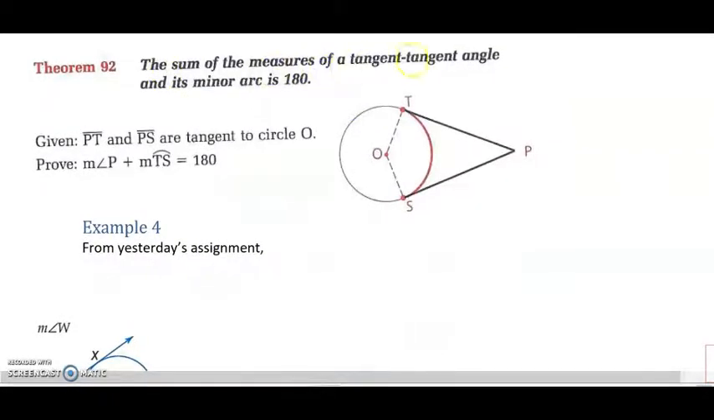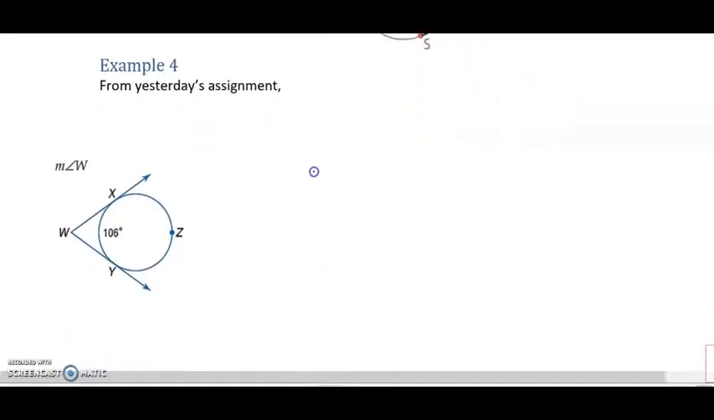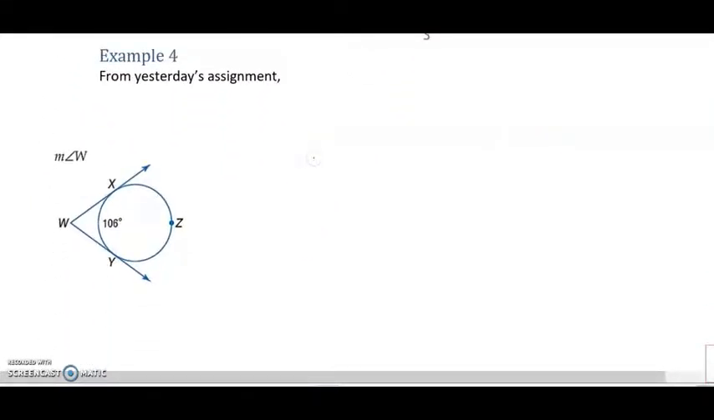The sum of the measures of the tangent-tangent angle, P, and its minor arc, ST, are 180. So let's look at an example from yesterday's assignment. Yesterday, we took the long way, and I was hoping that someone would mention it to me, but no one did.